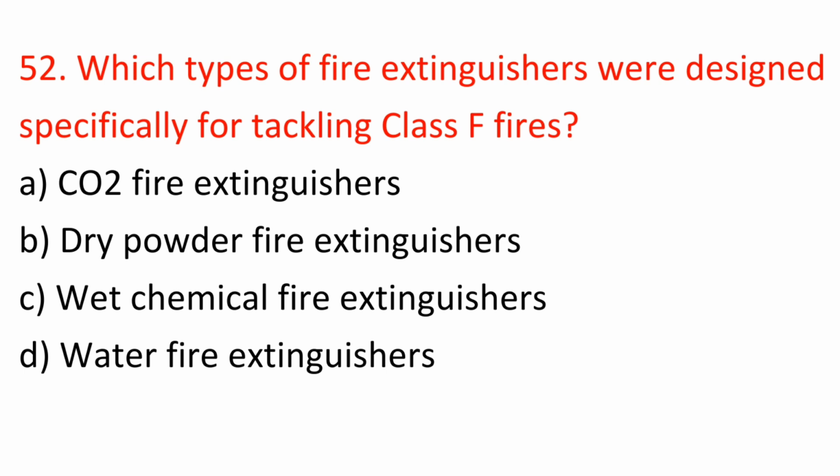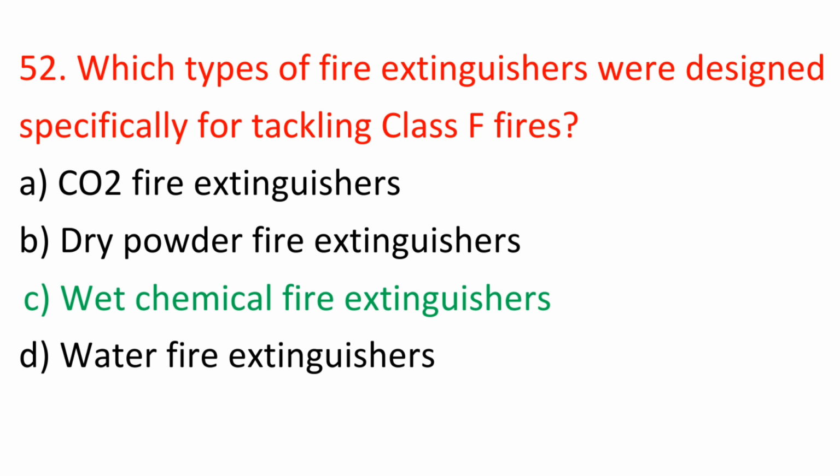Question 52. Which types of fire extinguishers were designed specifically for tackling Class F fires? A. CO2 fire extinguishers. B. Dry powder fire extinguishers. C. Wet chemical fire extinguishers. D. Water fire extinguishers. Answer. C. Wet chemical fire extinguishers.